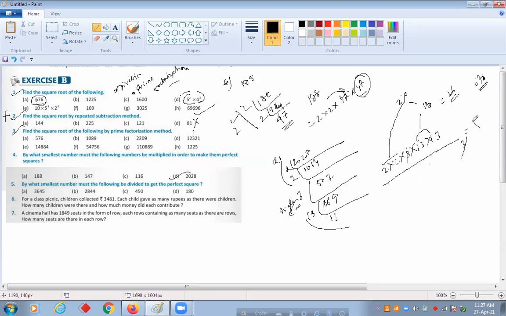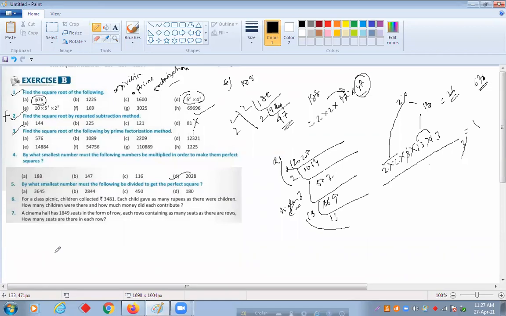So we will continue with the other sums. Next you have question number 5. By what smallest number must the following be divided to get a perfect square? Let me read. In the same way, we will divide by the number, as we have done.